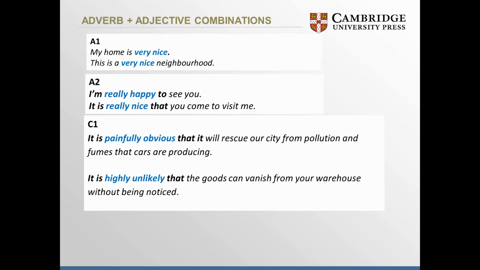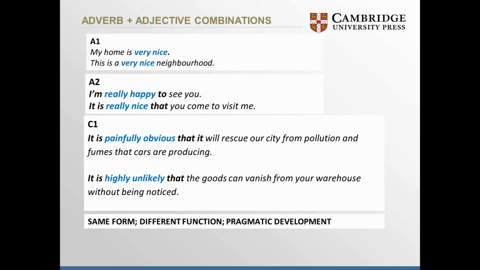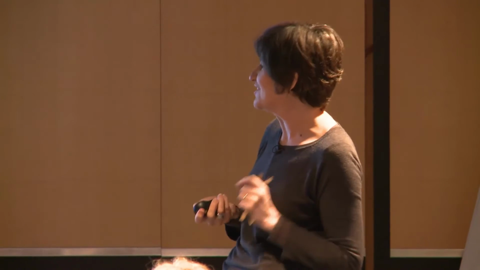So rather than say, right, as soon as we can see a form or a use of a form being used at a certain level, the English Grammar Profile isn't satisfied that that's the complete picture. We want to see what learners are doing with every aspect of grammar at every single level. So as we can see here, we've got much more of a pragmatic use of this combination. Painfully obvious that. Highly unlikely that. The grammatical form is the same, but what they're doing with it, same form, different function, we're seeing evidence of pragmatic development here.